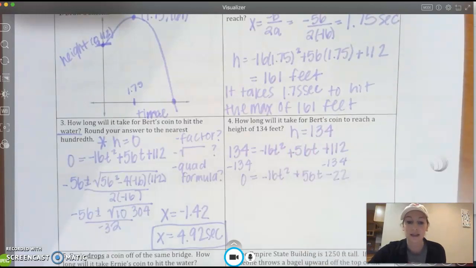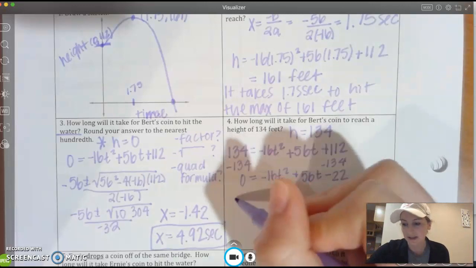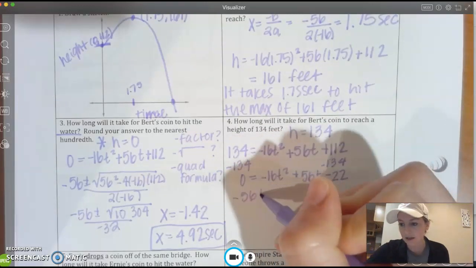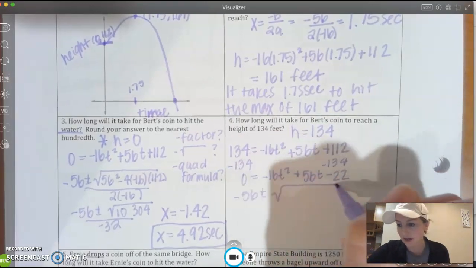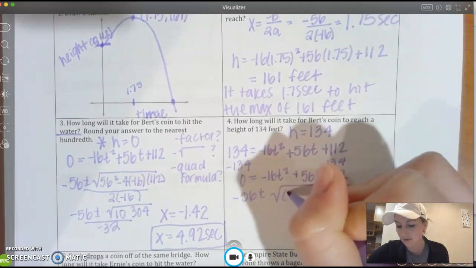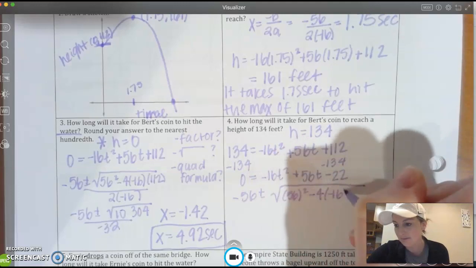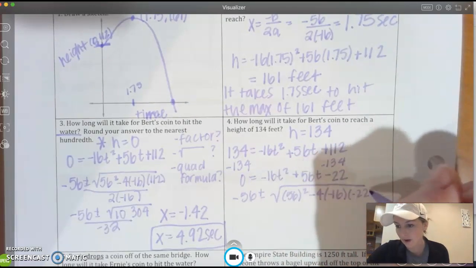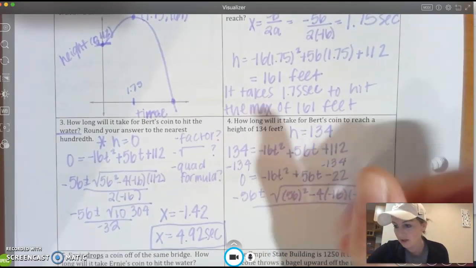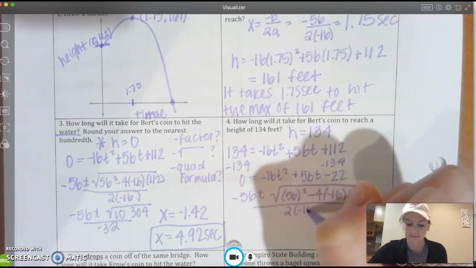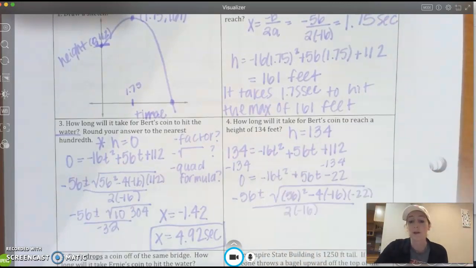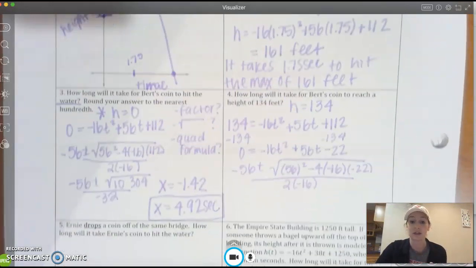So now I can think, okay, should I factor quadratics? I'm going to use the quadratic formula here because I remember the quadratic formula is always going to work. So I will do negative 56 plus or minus the square root of 56 squared minus 4 times negative 16 times negative 22, all over 2 times negative 16. When I multiply this all through, I would encourage you to try this on your own.